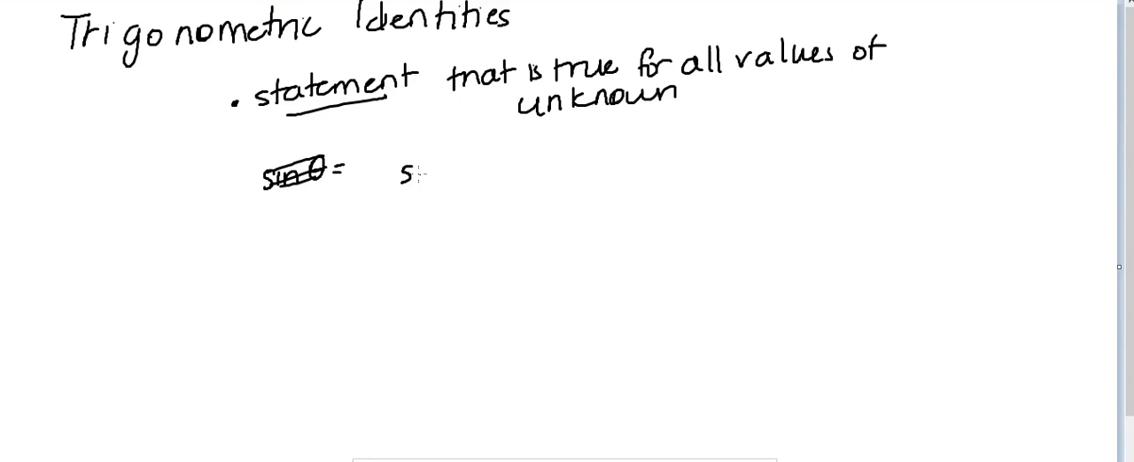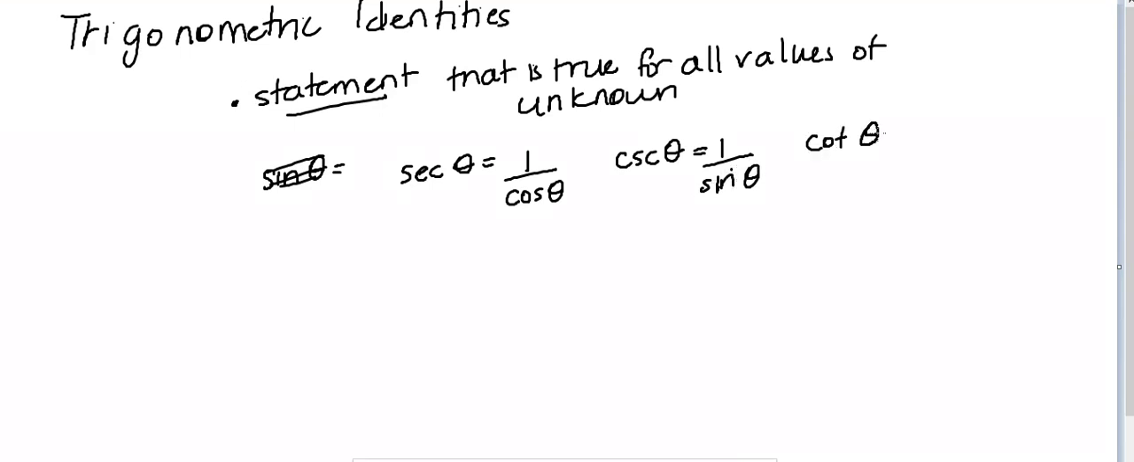So, for example, secant is always the inverse of cosine. This is an identity. Cosecant, the cosecant of an angle is always the inverse of the sine. The cotan is always the inverse of the tan. And actually, what I meant to write here earlier was the tan. That was the tan is always sine over cosine.